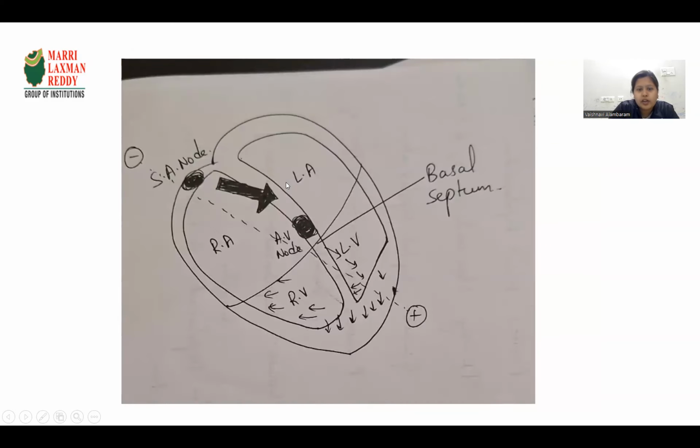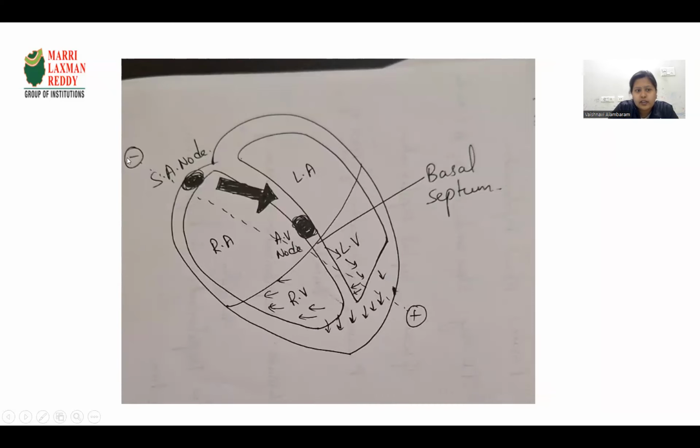Q wave is septal depolarization. Here you can see the arrows. For depolarizing the interventricular septum, there is a direction change in the vectors of the action potentials. Here, this is the axis line. From the negative electrode, you are having on the right arm.